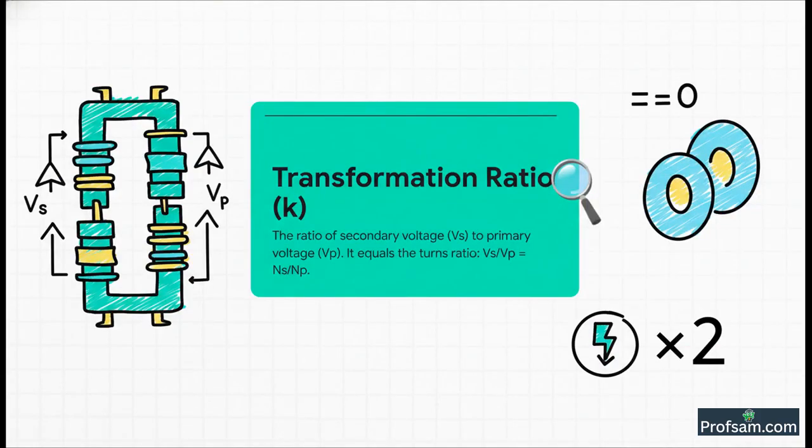Simple, right? Okay, bachcho, notebook and pen ready? This is the most important formula for your exam from this topic. Please star mark this. It's called the transformation ratio, K, and it's so simple. Vs by Vp is equal to Ns by Np.